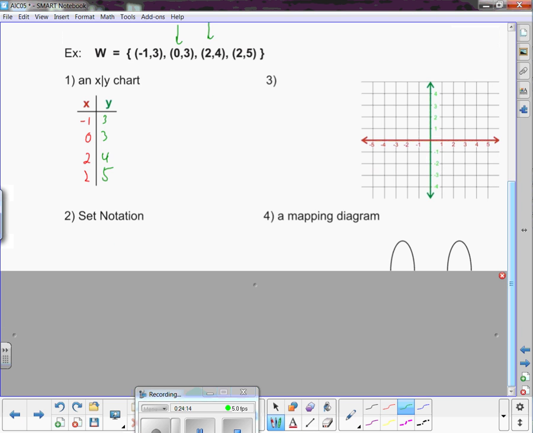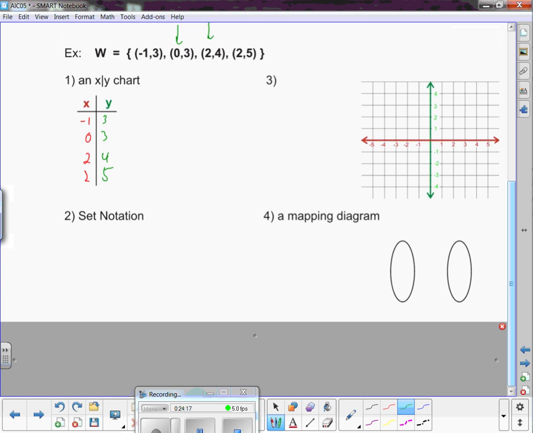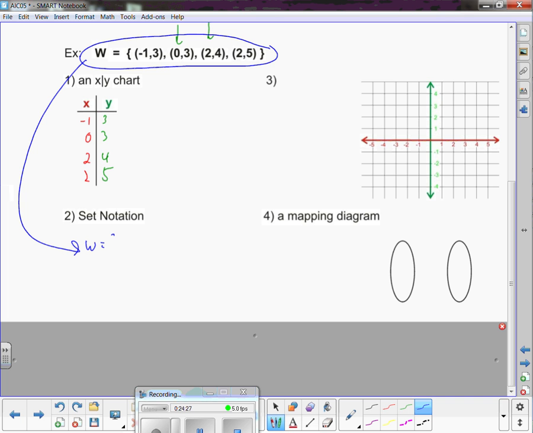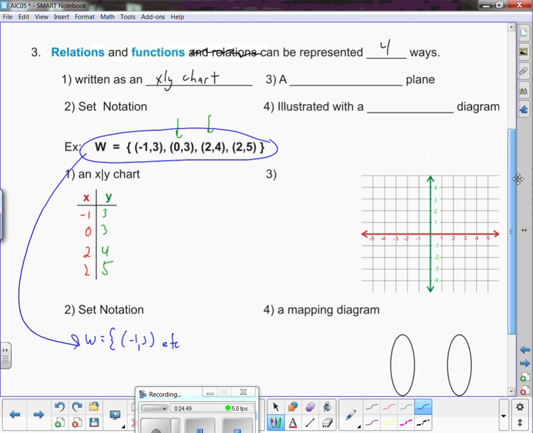Okay, number 2 is set notation. So we'll do this below. So number 2, set notation. And set notation is really the way it was already. So all I'm doing is copying what's up above because it's already in set notation. And I'm just going to write etc. It's the exact same thing, right? It was already given in set notation. In number 1, we took it from set notation and wrote it as an XY chart. So again, set notation is the way it was already.